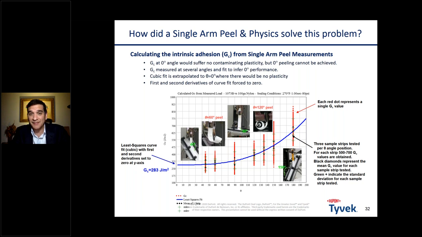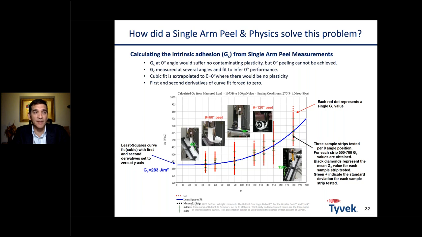So the first one is, why are some of the red lines at the different angles so long compared to the other ones? And the second one is, do you think that there will ever be a way to measure G sub C on its own without the material deformation?